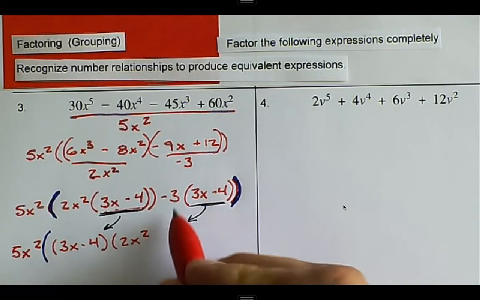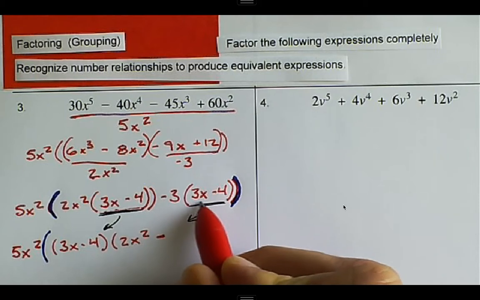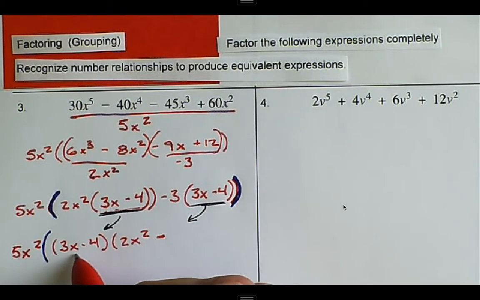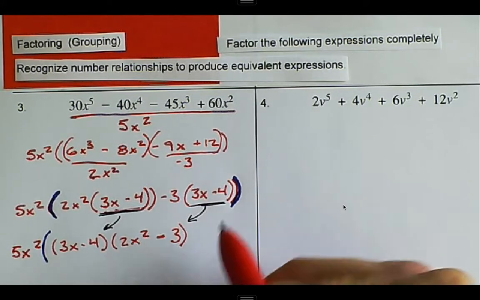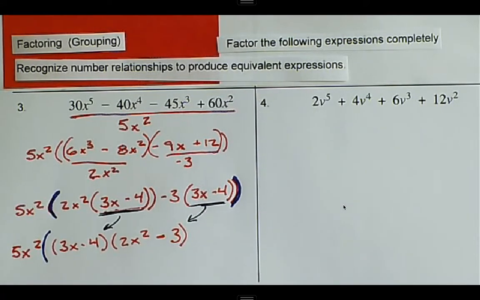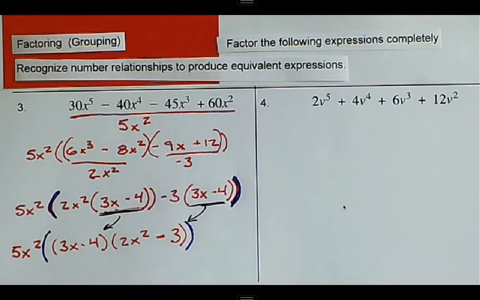Okay. We still have the minus sign. We have to bring that down. But we factored out the 3x minus 4. The 3x minus 4 is there. And now we're left with minus 3. And so that is in the most factored form.